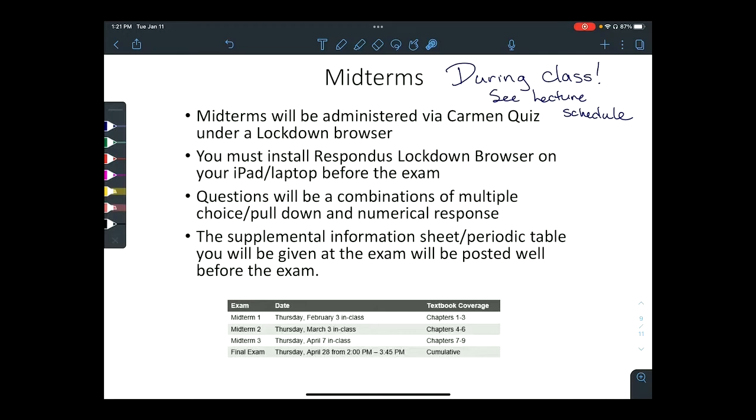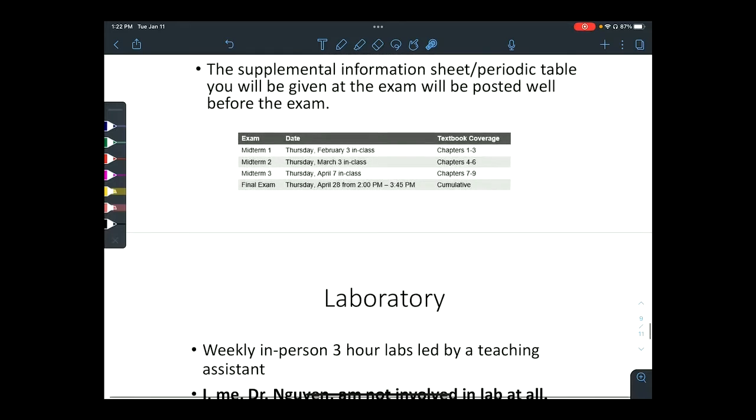The caveat with the periodic table is we give you a periodic table that looks like this. There are no names of elements on it. We give you the symbol, the atomic number, and the masses that you see there, but we don't give you the names. So keep that in mind. You'll have to know that carbon has the symbol C. Those are the types of things you need to know how to use the periodic table for when you're at the midterm and final examination. Any questions about that?